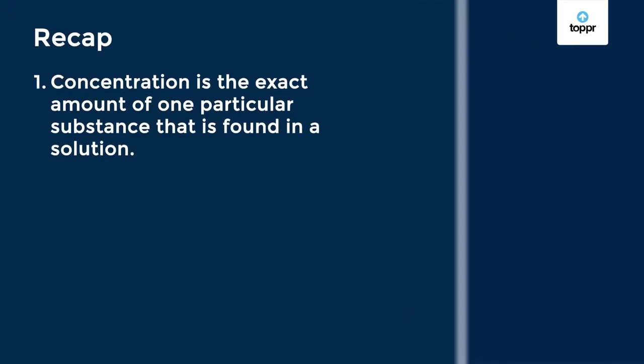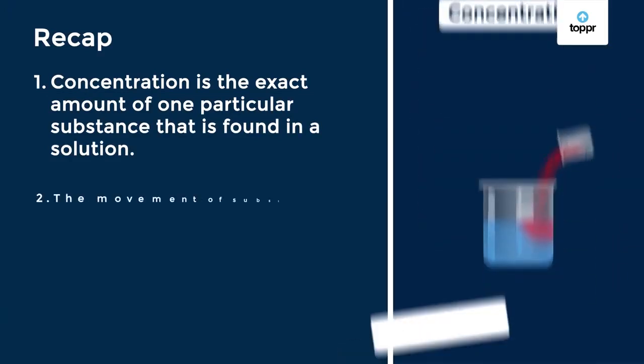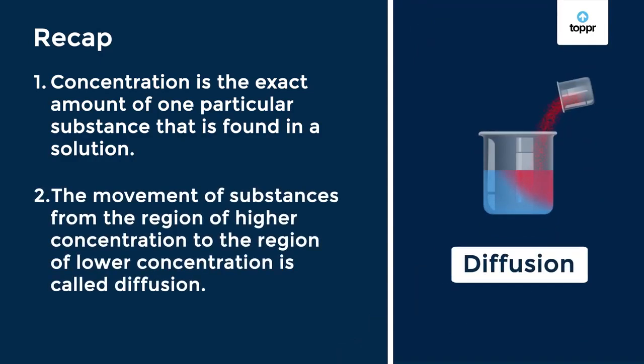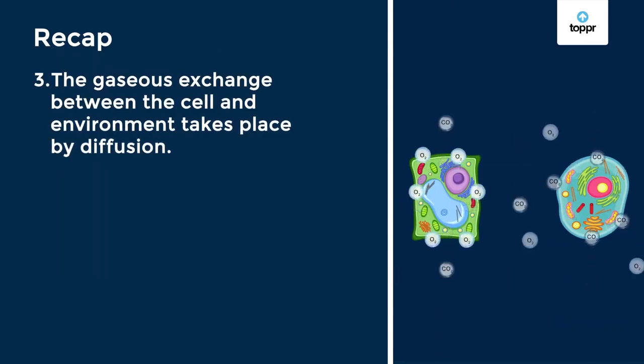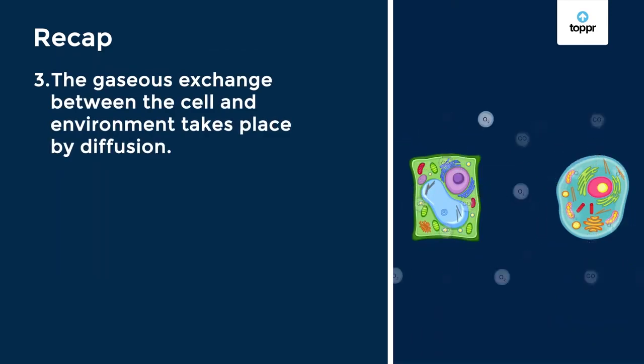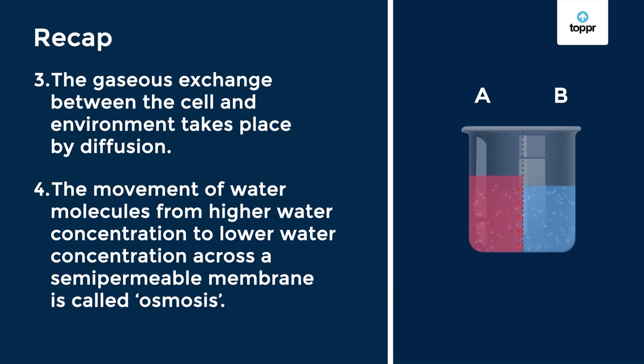Now, let's quickly recap what we have learned. Concentration is the exact amount of one particular substance that is found in a solution. The movement of substances from the region of higher concentration to the region of lower concentration is called diffusion. The gaseous exchange between the cell and environment takes place by diffusion. The movement of water molecules from higher water concentration to lower water concentration across a semi-permeable membrane is called osmosis.